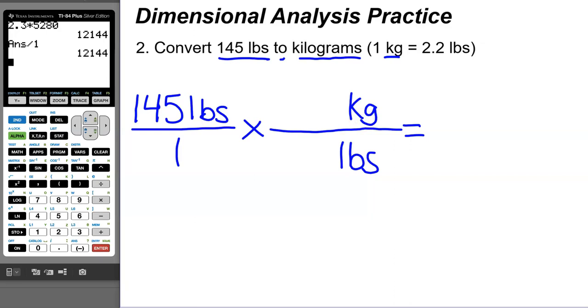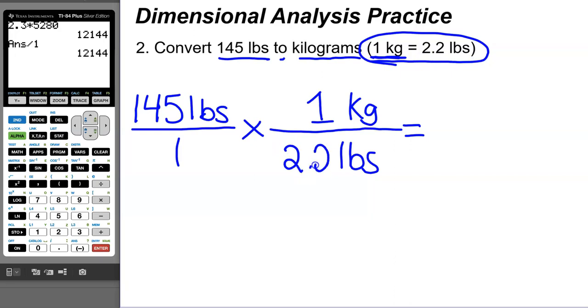Now that we have our units set up and we can see that pounds will cancel out, we can look for some numbers to put into our conversion factor. And remember, I'm going to look at the given information, and I'm just going to pair the numbers with the correct units. So 1 kilogram, so I'm going to put a 1 next to my kilogram, equals 2.2 pounds. So I'm going to put a 2.2 next to my pounds. Okay, I have my whole problem set up. Now all I need to do is type this into my calculator. Remember, we multiply everything on top, and then we divide by everything on the bottom, or in the denominator.